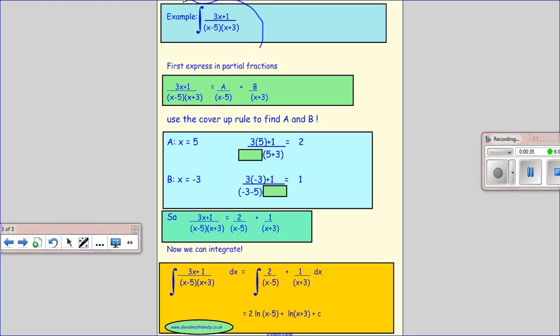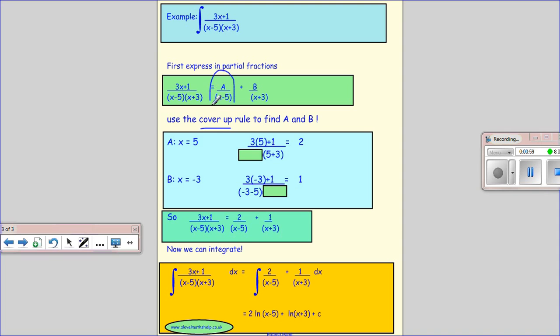Okay, so here's my example. I want to integrate (3x + 1) over (x - 5)(x + 3). So I write it as a partial fraction. I do A over one of the brackets and B over the other bracket. If the thing you have on the denominator here hasn't been factorized, you will need to factorize it into the two brackets. I'm then going to use the cover up rule to find A and B.